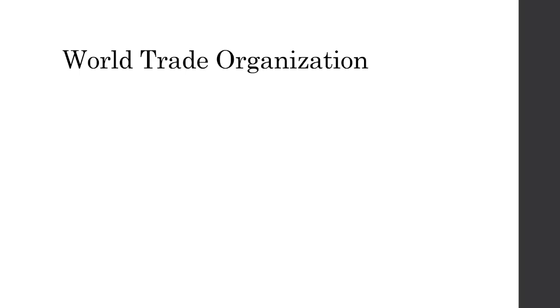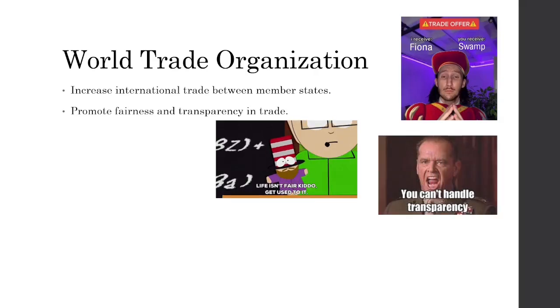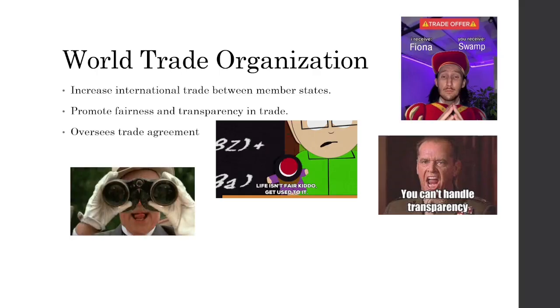So let's look at the World Trade Organization. The World Trade Organization increases international trade between member states. I think that's pretty easy for you to remember. The World Trade Organization promotes trade. Okay, good. It promotes fairness and transparency in trade, so nobody's cheating anyone, and everyone knows what they're getting and what they have to give up. They oversee trade agreements, and they also attempt to make trade easier. They will lower or eliminate these tariff taxes.